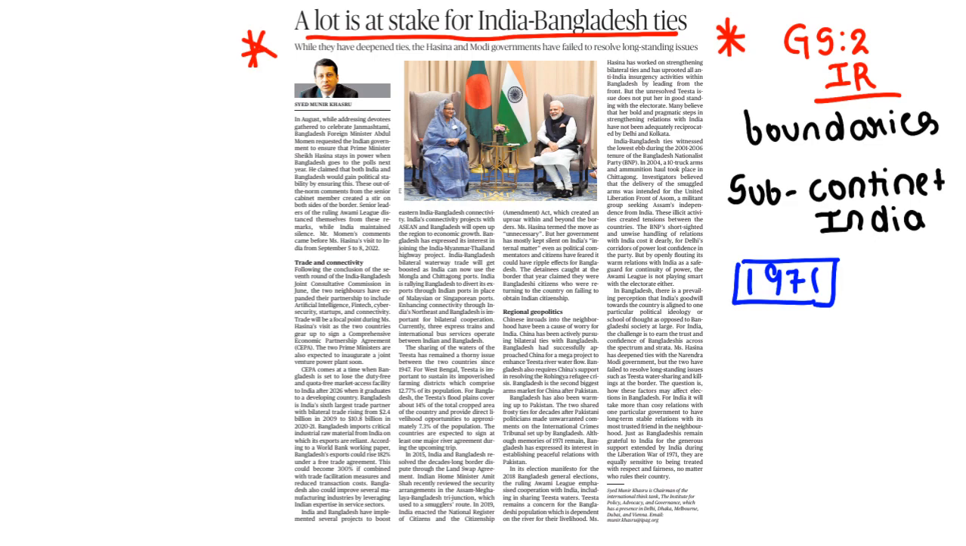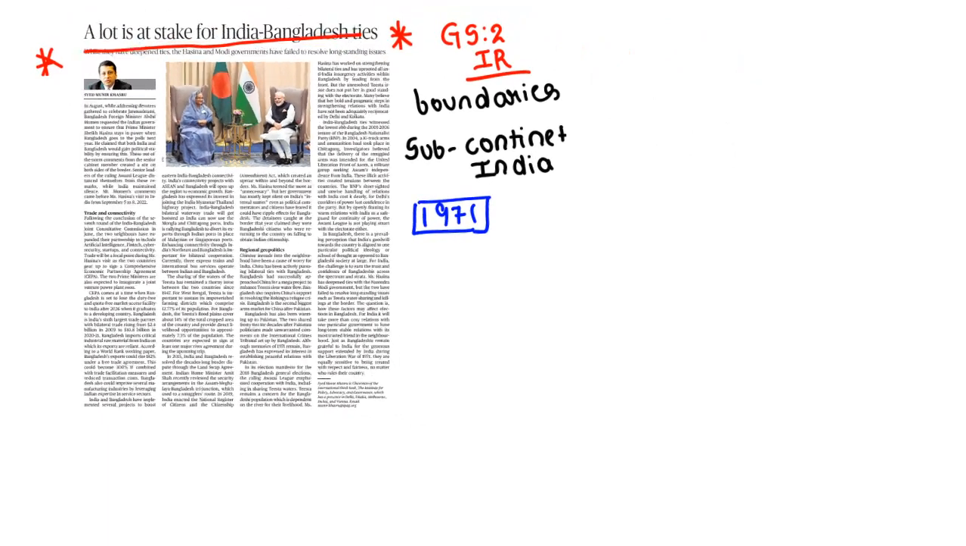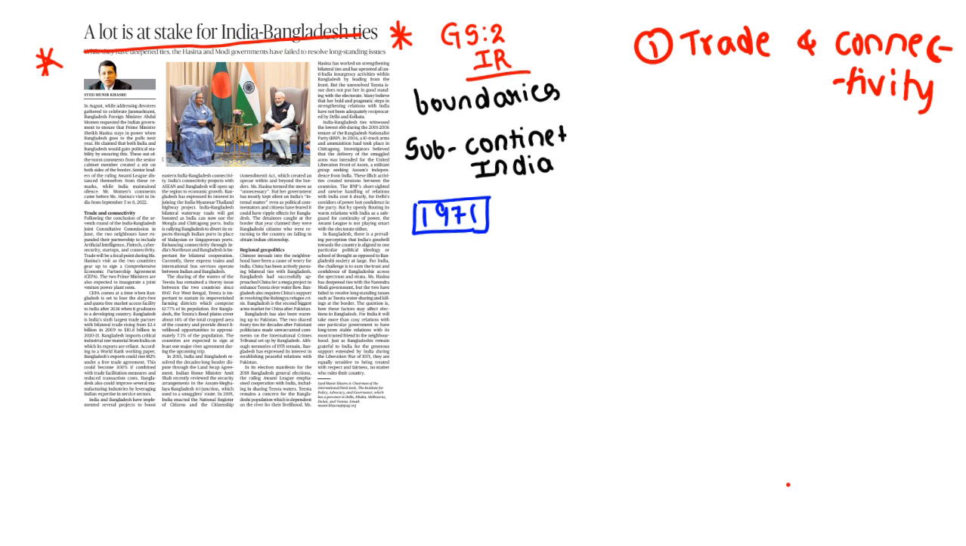See, initially for any nation, we generally see it is trade and connectivity that is very important. So what is that? Trade and connectivity. So regarding trade and connectivity, we are going to have something that is called India Bangladesh Joint Consultative Commission.